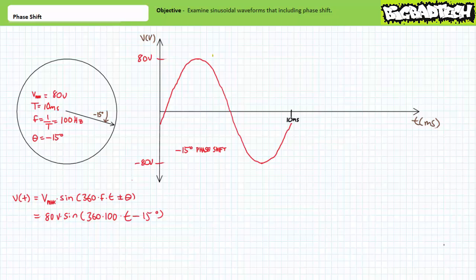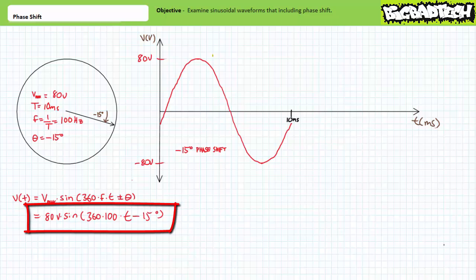Regardless, the zero crossing going positive that traditionally characterized the start of a sine wave simply shows up slightly late. A 10 millisecond period corresponds to a frequency of 100 Hz. The time-varying expression resolves itself into V of t equals 80 volts times the sine of 360 times 100 times the time of interest minus 15 degrees.